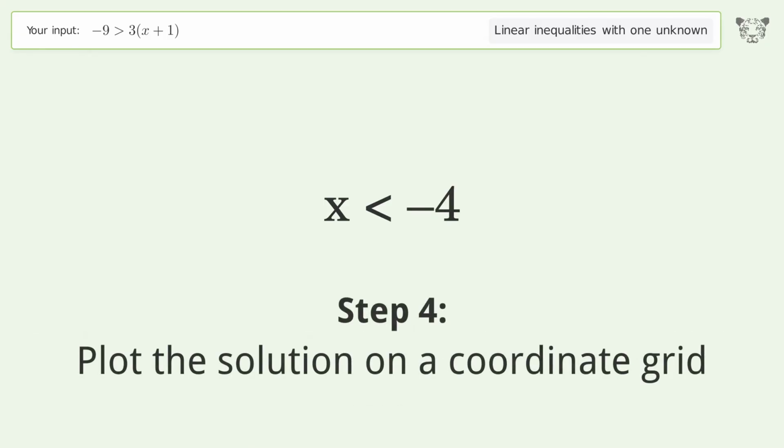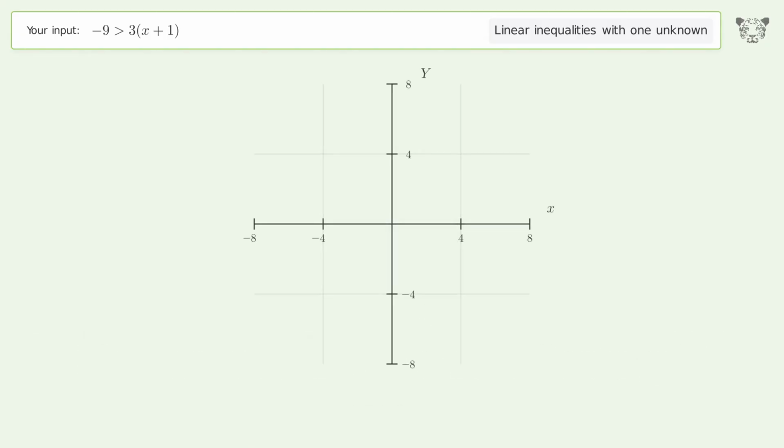Plot the solution on a coordinate grid. And so the final result is x smaller than -4.